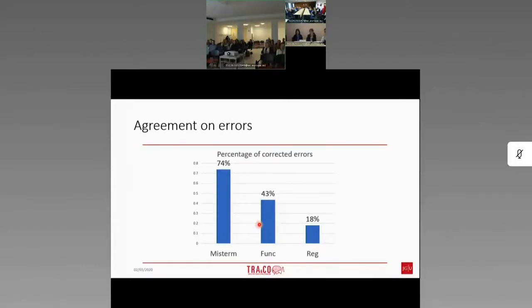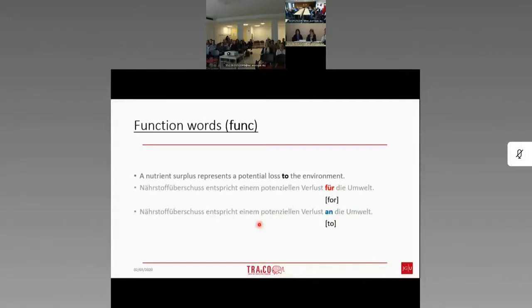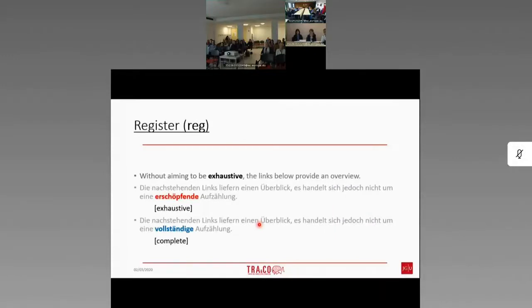And in order to have enough statistical power, we obviously needed more of those items in what we presented so that we could compare the conditions. So here is another example of a function word error. The preposition für, and an is correct in this context. So again, this is what we would be comparing.